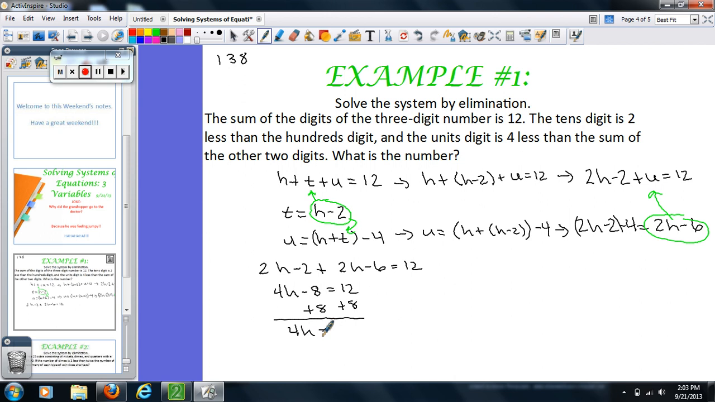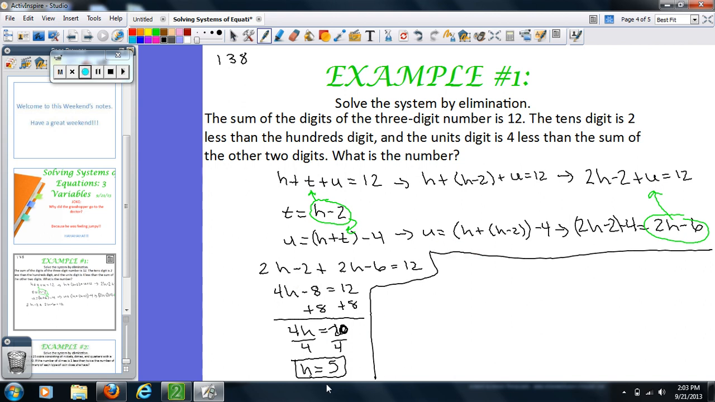And you get 4h equals 20. Divide by 4, and you get h equals 5. Okay, and I'm actually going to draw some lines here so that we can have some more space to work. So now I'm going to take this, and I'm going to plug it in where it's necessary. So, for example, we can now solve for t fairly easy because I can plug this in for t. So I would get t equals, h is 5 minus 2, which means t equals 3.